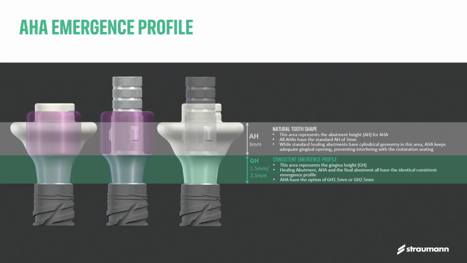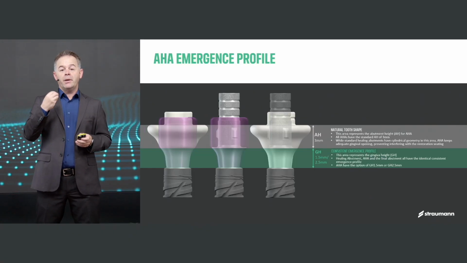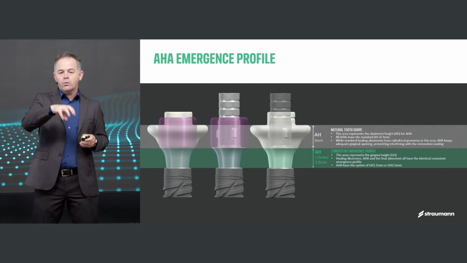Now, looking at this slide, you can see clearly the difference. We keep the consistent emergence profile at the base of the component, but the flaring already gives the emergence profile of the future crown. You see, when we overlap the healing abutment with the temporary abutment migrating towards the final crown, it matches, including the emergence profile of the gingival height, but already gives the emergence profile of the future crown. This is a huge benefit: your patient will never suffer anything when you remove this component to place the crown.